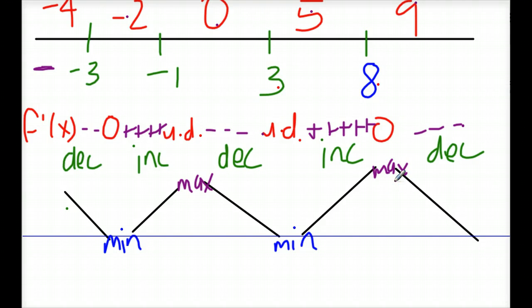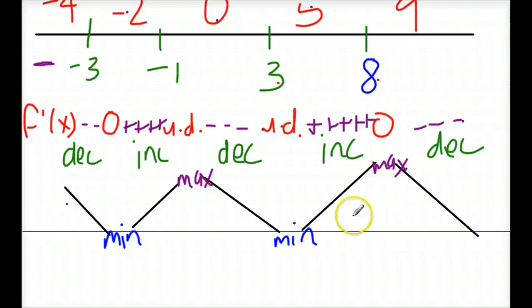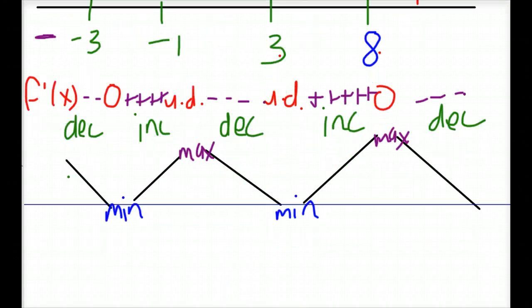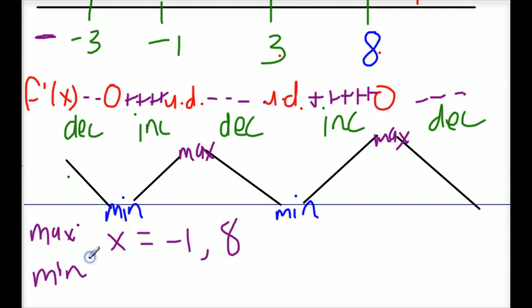So let's go ahead and take a look at what the question is asking for. What the question is asking is, what are the increasing and decreasing intervals, and what are the x values of my maximums and minimums. Let's start with the maximums and minimums. My maximum is going to occur, and if we make sure we label these correctly, my maximum is at x is equal to -1 and at 8. My minimum is at x is equal to -3 and +3.